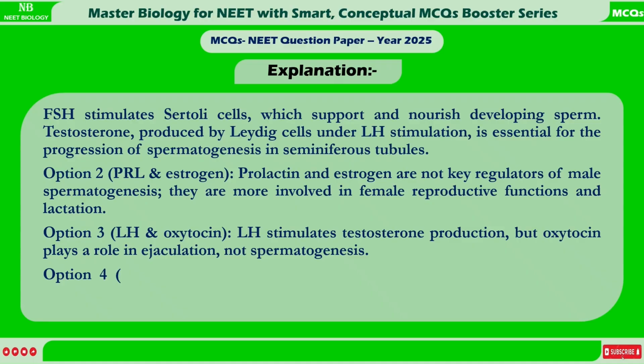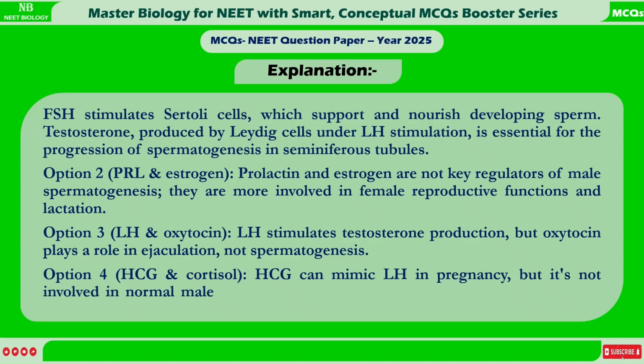Option D, HCG and cortisol. HCG can mimic LH in pregnancy, but it's not involved in normal male spermatogenesis. Cortisol is a stress hormone with no direct role in sperm production.